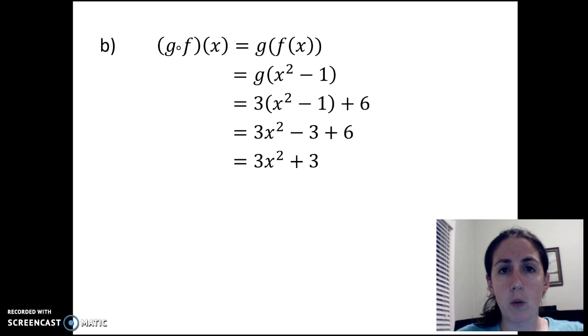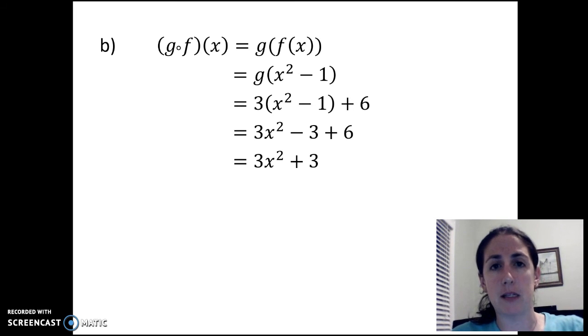Now notice the answer we got for A when we did f composed with g, and now we did g composed with f. Two completely different answers. In fact, most of the time when you compose two functions together, you do get two completely different answers. We'll talk in a later section about when you compose two functions each way, it does in fact give you the same answer. There's a special case, and we'll discuss that in a little bit.